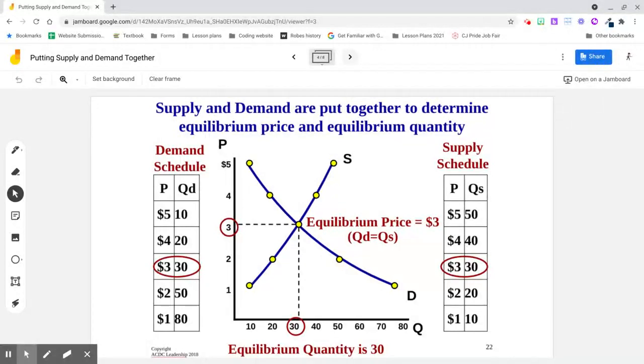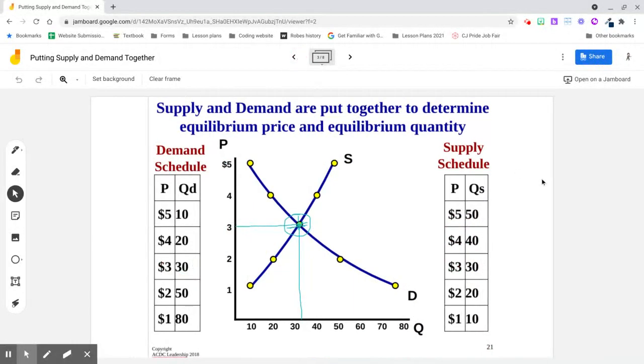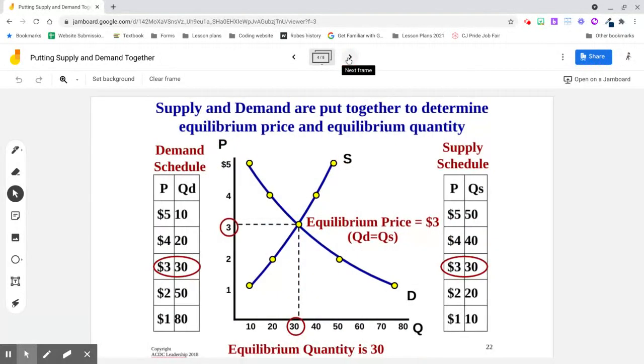I don't know why it's not showing up on yours. Did I jump too far ahead? Yep, there we go. Look at that. Stupid me, I'm drawing on the one before. Sorry about that. Let me jump up. So that's our equilibrium: 30 and 30.